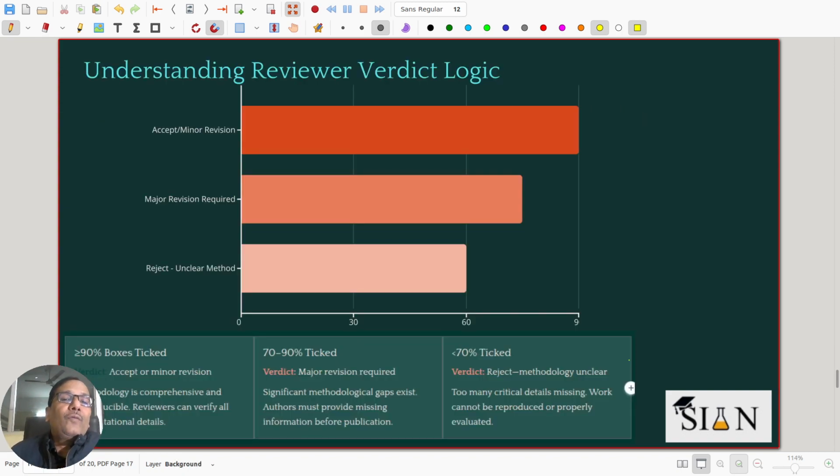So out of this checklist, if more than 90% of boxes are ticked, then it can be accepted or minor revision. If 70 to 90% of boxes are ticked, then major revisions are required; a significant methodological gap exists. And if less than 70% of boxes are ticked, then reject: the methodology is unclear, too many critical details are missing, and the work cannot be reproduced properly. So judge yourself, review yourself.